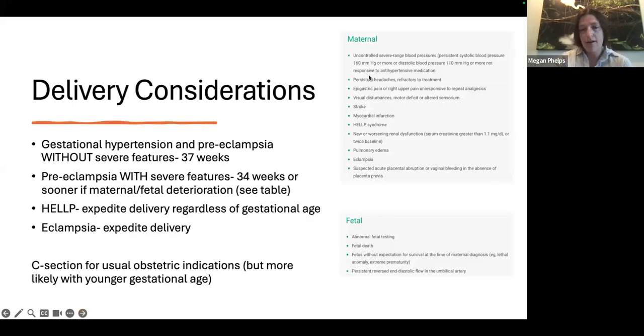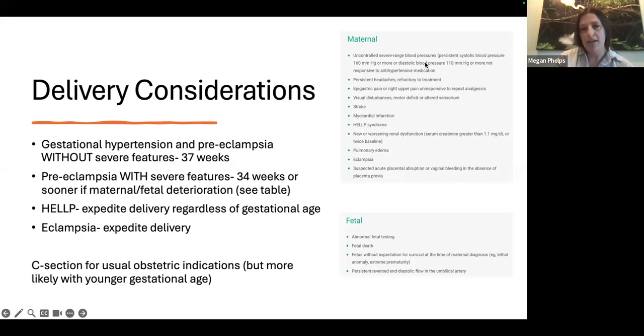Delivery consideration. So timing of delivery: if you have no severe features, you can deliver at 37 weeks. If you have pre-E with severe features, delivery at 34 weeks would be the goal, unless you have maternal or fetal deterioration. When thinking about this, we are also in close contact with our obstetric colleagues. With a lot of these disorders, medicine is a team sport, and we are in close contact with our obstetric and MFM colleagues, as well as other people that we need to help manage these conditions.